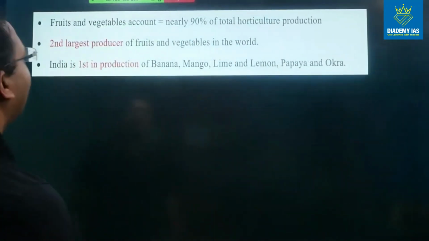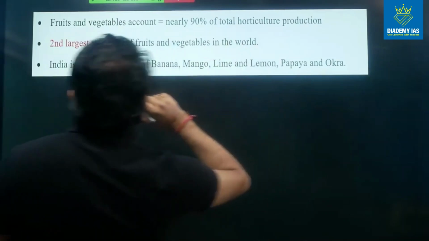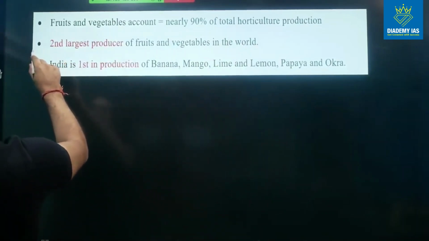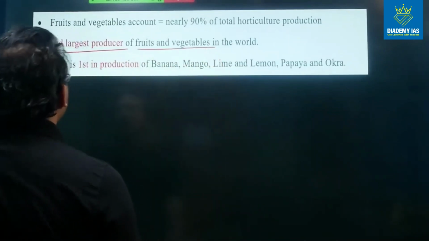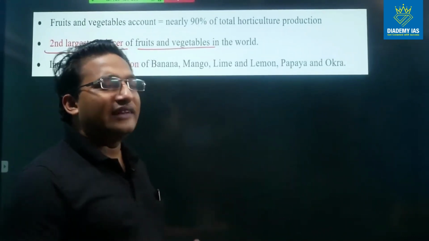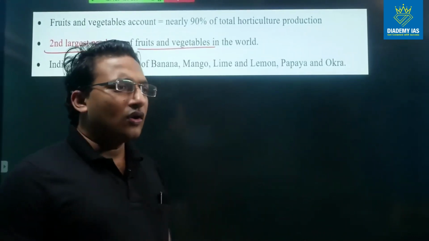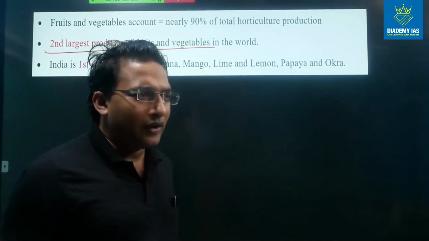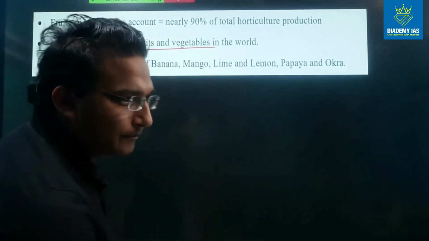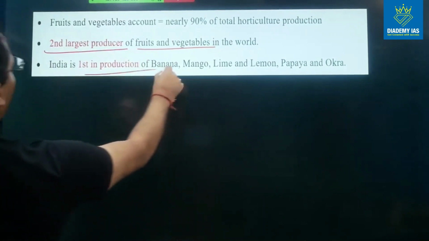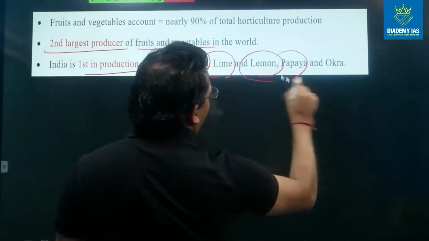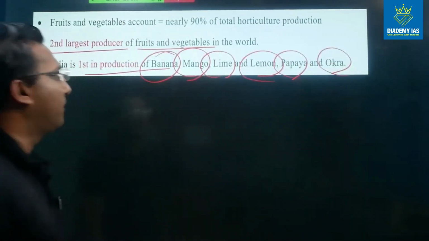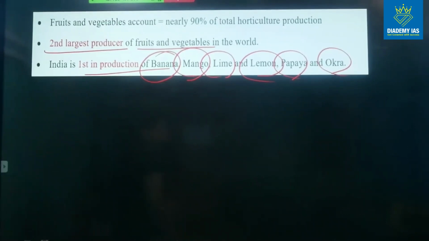Fruits and vegetables account for 90% of the total horticulture production, and in India we are basically producing the second largest fruits and vegetables in the world, है ना? So this is one thing from where we can identify in that question of 2019 that we will not be importing fruits and vegetables much, right? India is the first in production of banana, mango, है ना? Lime, lemon, papaya, okra. We are first in the production of these crops, right?